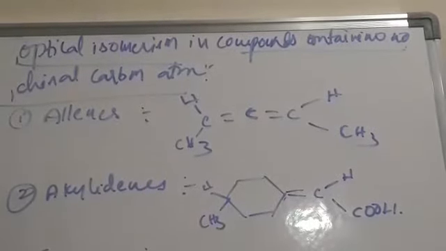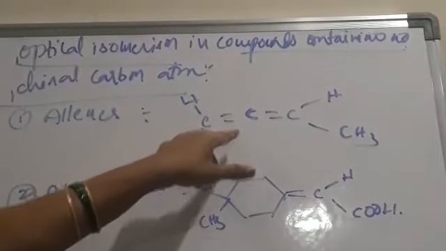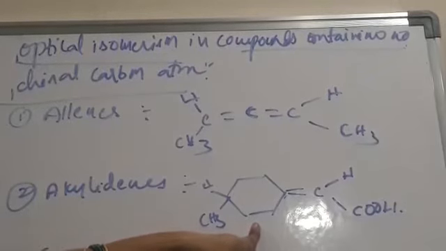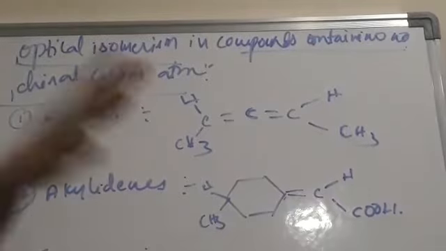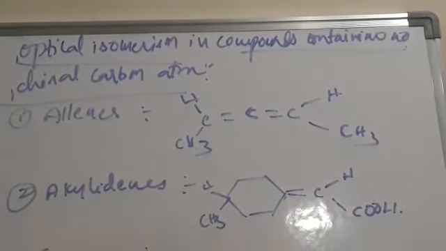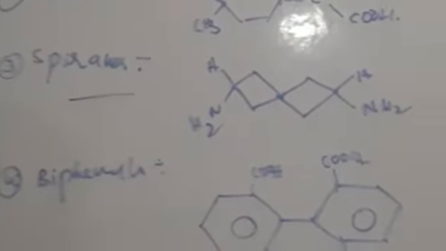Okay? Next, coming to alkylidenes. One of the double bonds in allene is replaced with a cycloalkane. Okay? So, this also exhibits optical isomerism due to dissymmetry. Then coming to spiranes. If both the double bonds are replaced with cycloalkane rings like this, they are spiranes. They also exhibit optical isomerism due to dissymmetry in the structure.